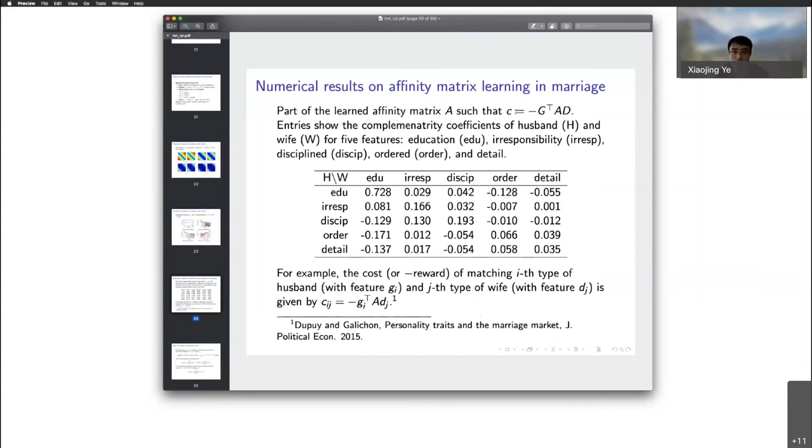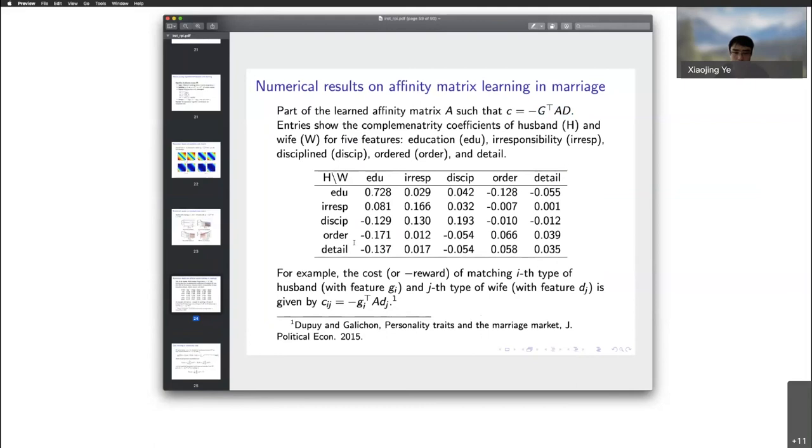The matrix A is used to parameterize the cost as a bilinear form. So the G and D are feature vectors, as we mentioned, for different groups in men or in women. The combination of the different characteristic traits, like the education, the irresponsibility, the discipline, order, detail. I think these are a few of them, but the complete table is much larger, so you cannot put it all in here, and we select a few of the features. These are the features that describe each group in man or woman. And this A will tell you the matching coefficient between them.